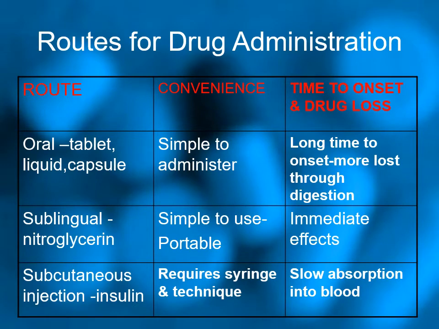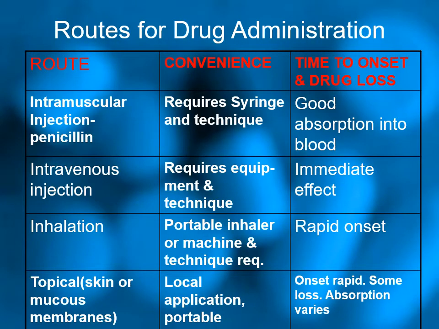These are the different types of administration of a particular drug, the convenience factor, and how long it takes for the drug to act, and how the drug is actually lost through the system. So you can go through this on your own and look in the book at different examples. There's 2 slides here that relate to this: oral, sublingual, under the tongue, subcutaneous injection, then intramuscular, intravenous, inhalation, topical, and get familiar with all the different types of drug administration.